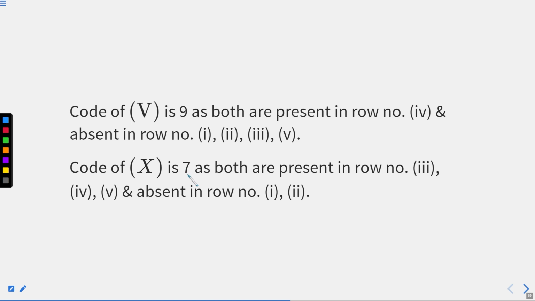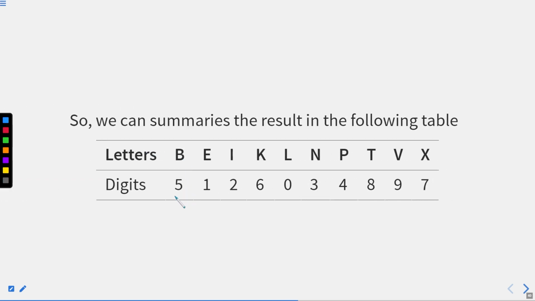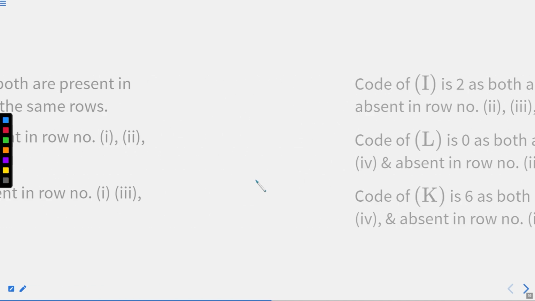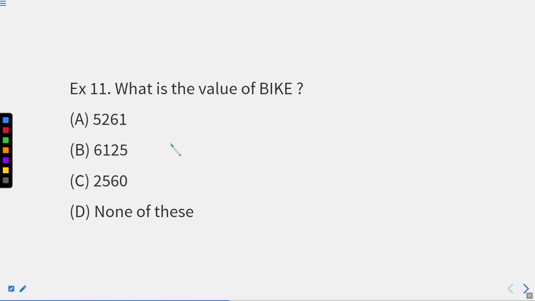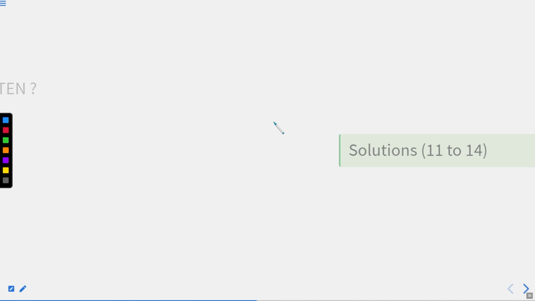Now we get each and every value for each and every alphabet. Here you can see every letter having its own digit. Now we are supposed to answer a few questions. Right? I'll directly take you back to the question, that is question number 11. Find the value of BIKE. B-I-K-E. Right?